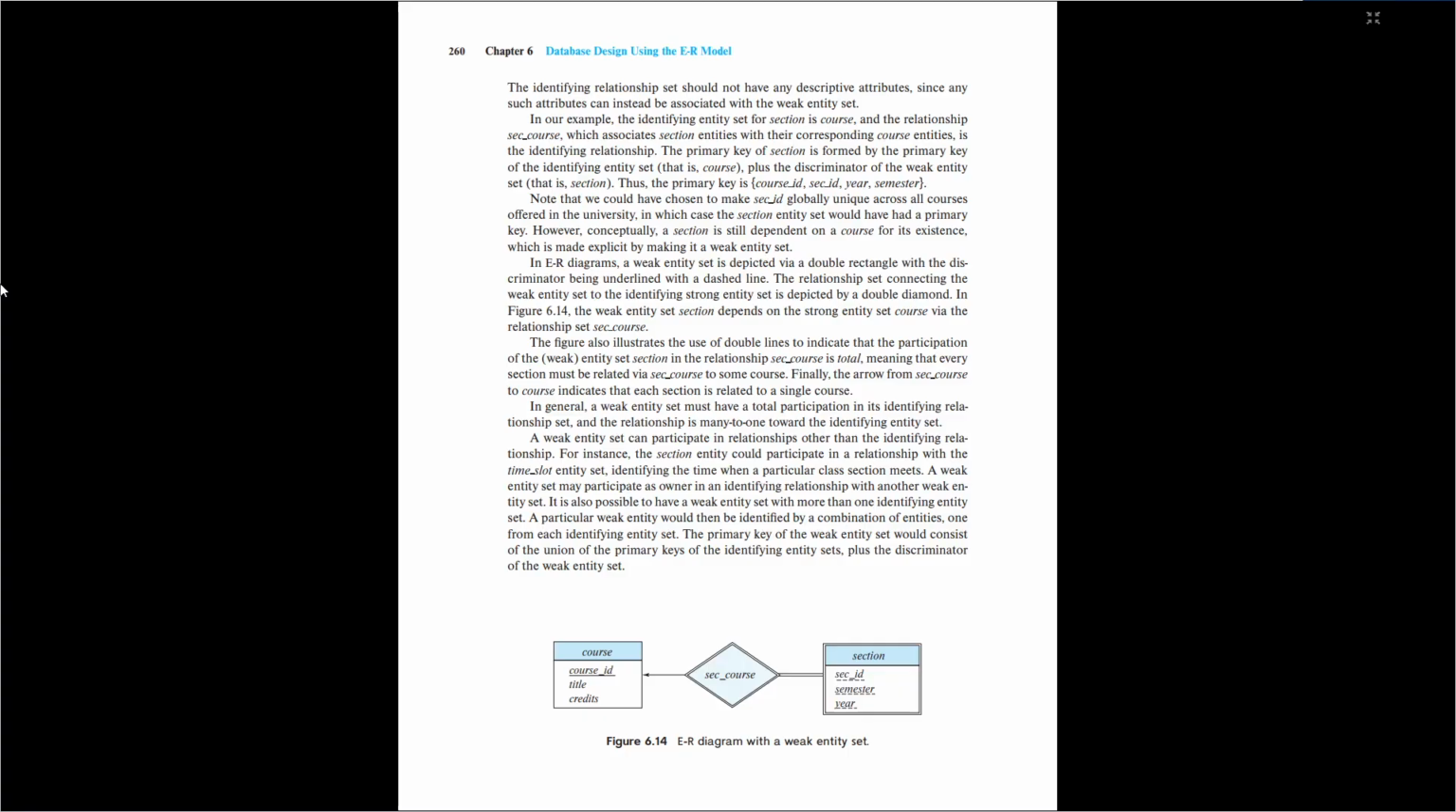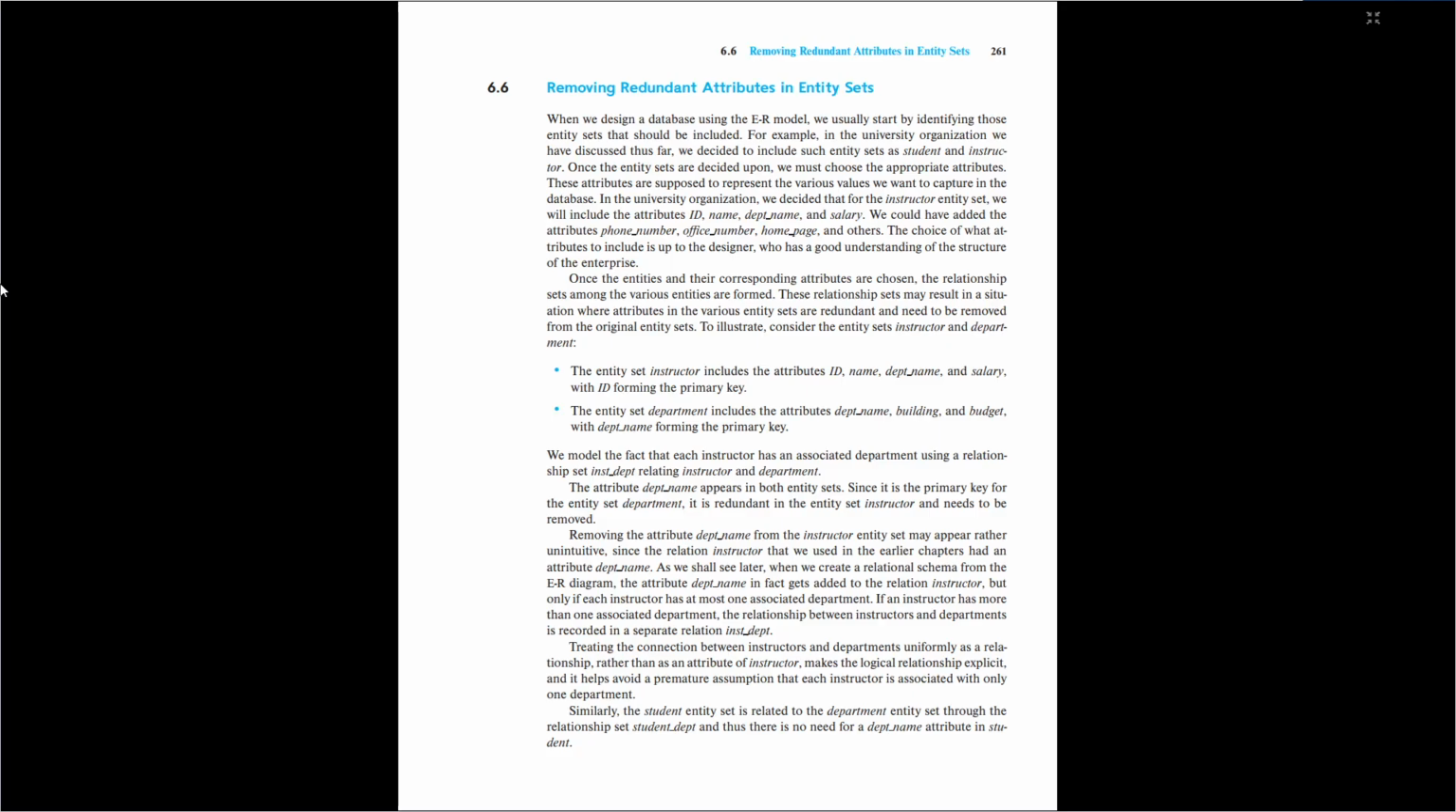Course_ID, title, credits, section, SEC_ID, semester, year, SEC_course. Figure 6.14 E-R diagram with a weak entity set. 6.6 Removing redundant attributes in entity sets.